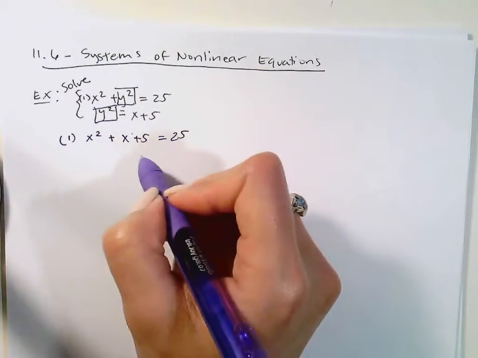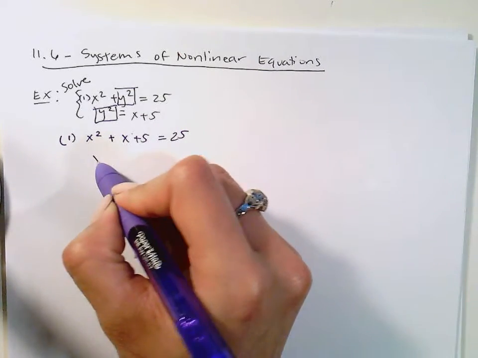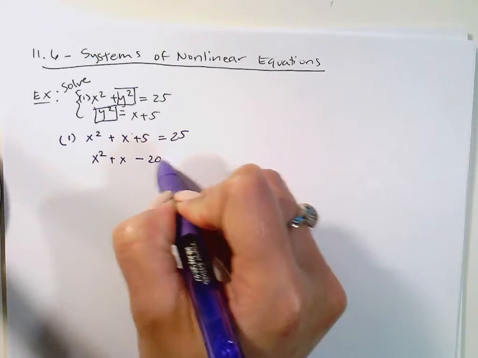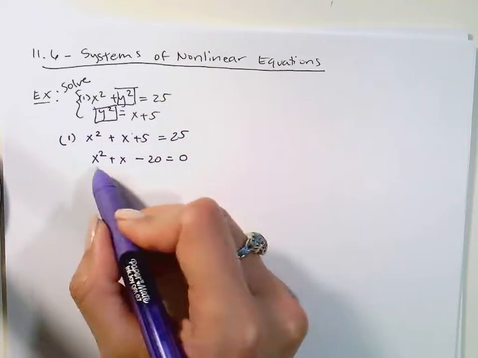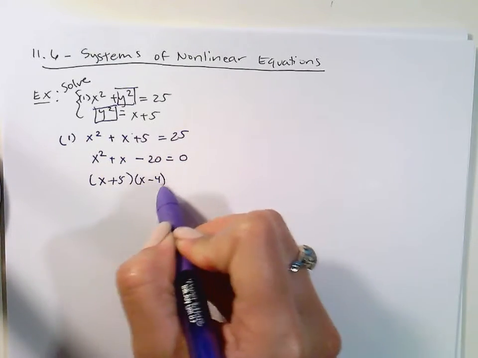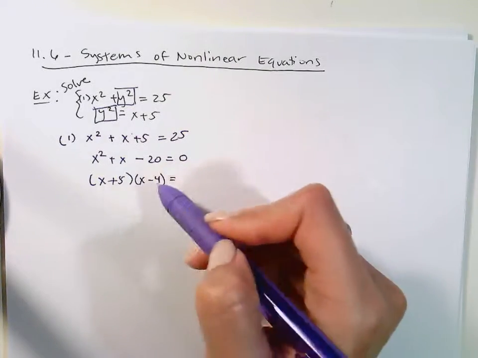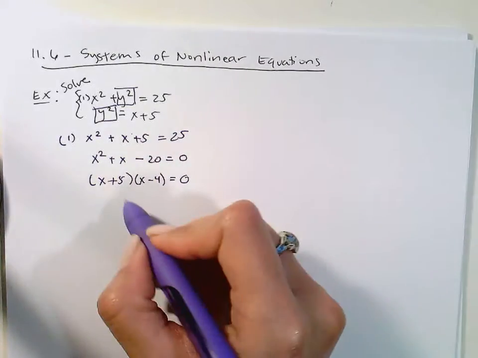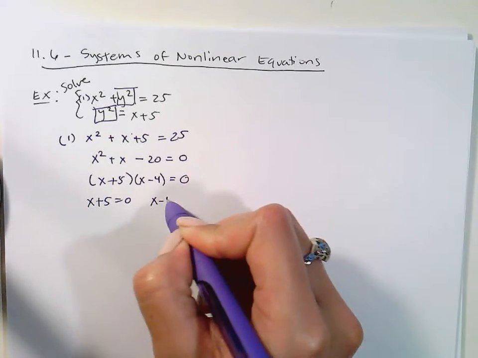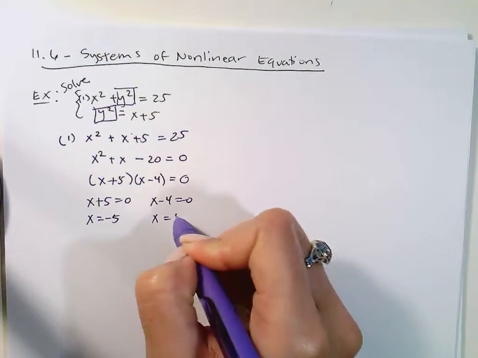So in order to solve it, because it's a quadratic, we can try to factor. So this is x squared plus x, subtract the 25, you get minus 20 is equal to 0, and then factor this. So this becomes x plus 5 times x minus 4. So we're looking for two numbers that multiply to negative 20 and add to a positive 1. That's 5 and negative 4. And this is equal to 0. Set each of these factors equal to 0. x plus 5 equals 0. x minus 4 equals 0. That means that x equals negative 5 and x is equal to 4.